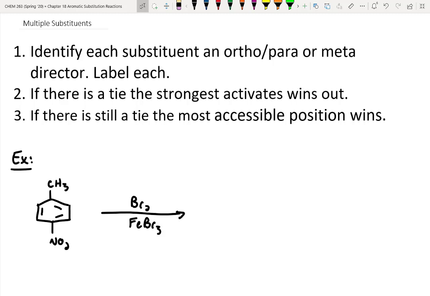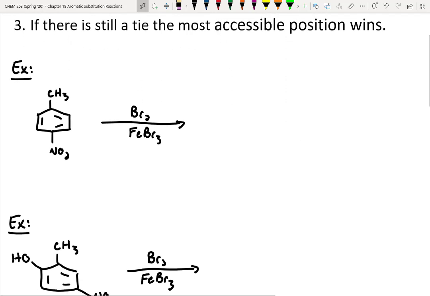All right, I already have a lot of these problems pre-drawn for you, but if you need to, feel free to pause the video and then work through your notes. All right, but let's get going here. In the first compound, I've got this methyl group up here. A methyl group is a weak activator, and because of that, it's going to be an ortho para director. The ortho positions relative to the methyl group would be right here and right here. And then the para position is already occupied by that nitro group, therefore we can't use that.